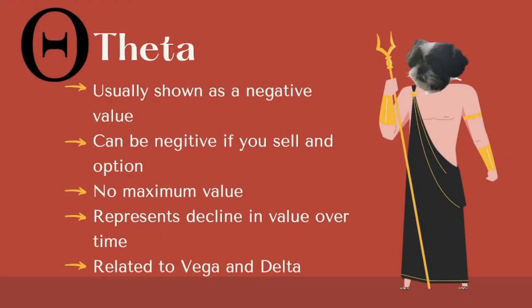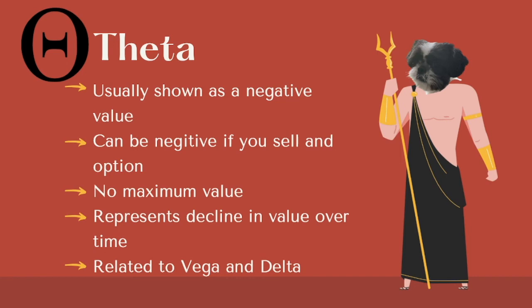Theta is the enemy of people who go long on options. It's typically a negative value with no maximum value. You can sell an option or go short on it, which would result in a positive theta value in your account. This represents the daily value lost on a contract if nothing else were to change, often called theta decay.